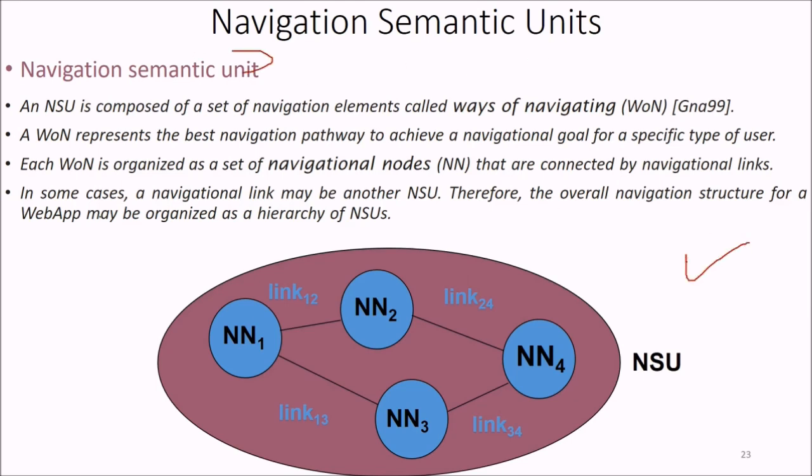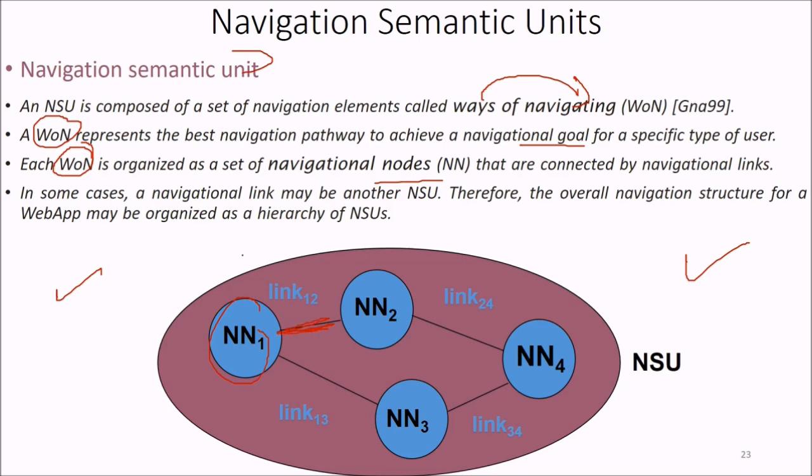This NSU is composed of a set of navigation elements which we call ways of navigating, WON. The ways of navigating represent the best navigation path to achieve a certain navigation goal for a specific type of user. And each of these ways of navigating is organized as a set of navigation nodes, as you can see here, that are connected by navigation links.